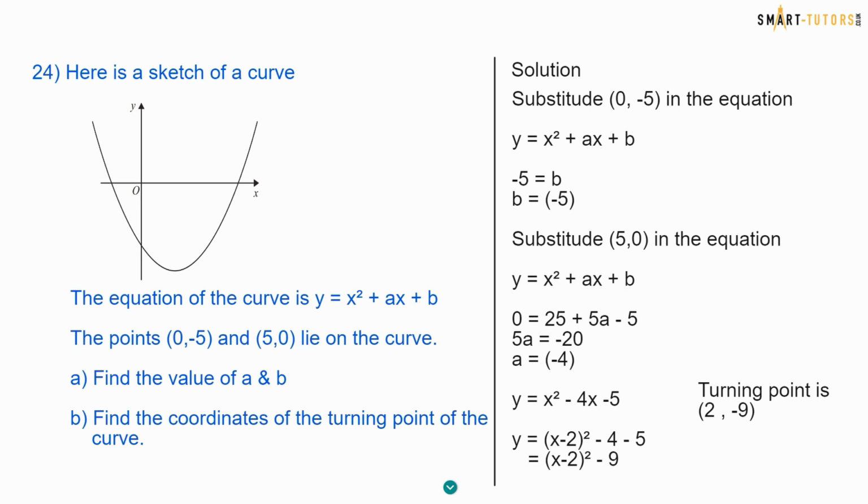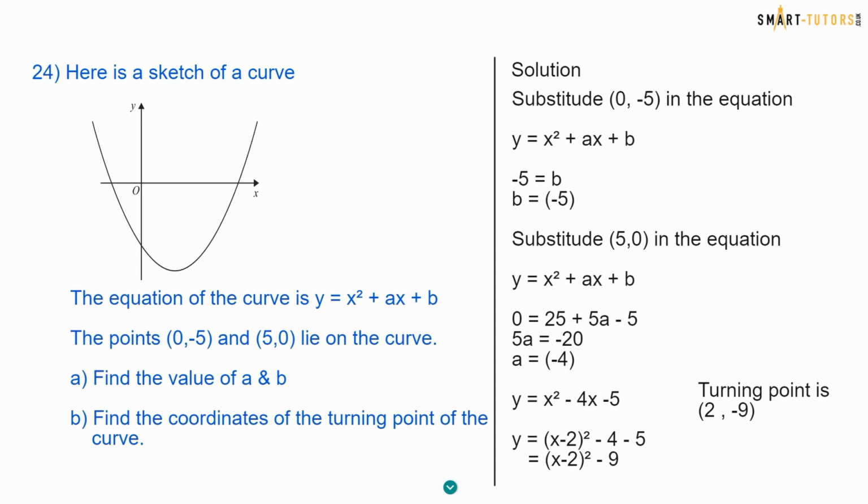The next one, substitute (5, 0) into the equation. Because they said it lies on the curve, when you substitute it satisfies. So y equals 0 equals x squared, which is 25, plus 5a minus 5. So 25 take away 5 is 20. The other side is minus 20. So 5a is going to be minus 20, and a is going to be minus 4.